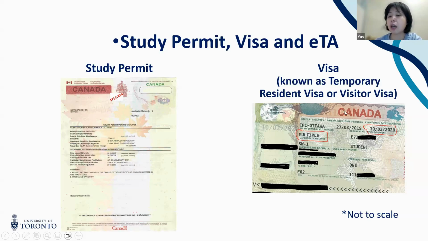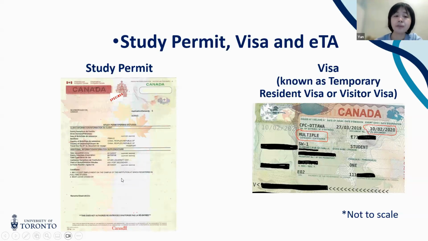Okay, so if you do not have a TRV, even if you have a study permit, you won't be able to enter Canada. Okay, so make sure that you have the expiry date in your mind, and you have a valid TRV or an ETA so that you can enter Canada and study with your study permit.